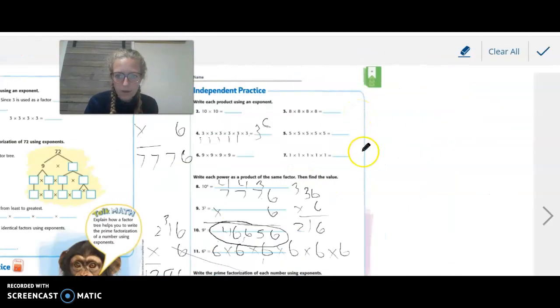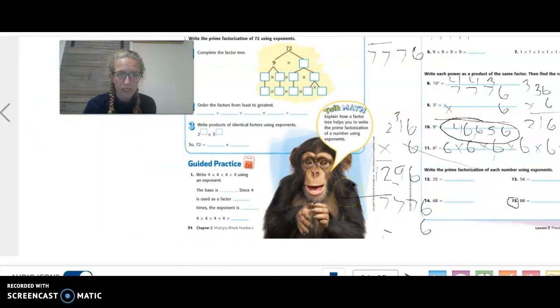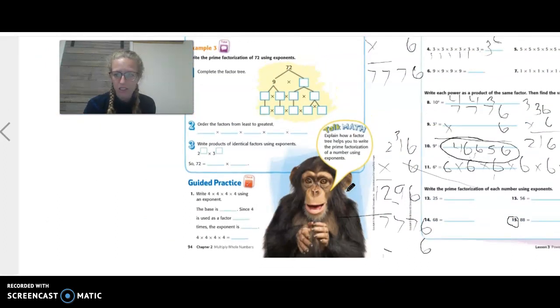Okay, that's okay. All right, let's go ahead and look at number 15. So let's read the instructions. Write the prime factorization of each number using exponents. Okay, let's go over to this example and maybe it can help us out. And remember, we're doing number 15, so we're working with 88. Find the prime factorization of each number using exponents.